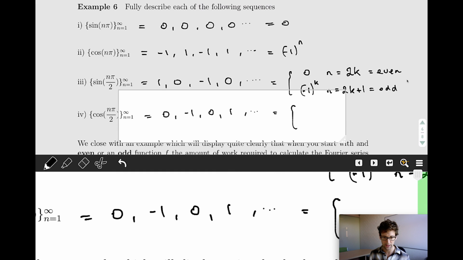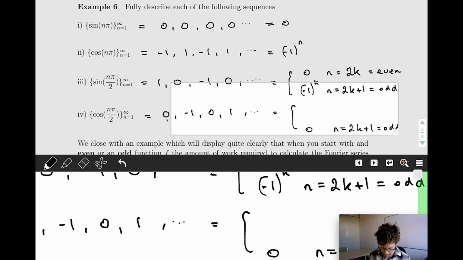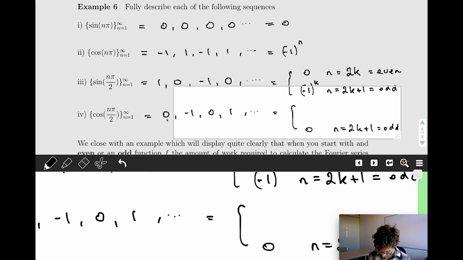And again, I can split this up into even and odd. You can see that the odd values will be equal to 0. So n equals 2k plus 1 gives the odd numbers. And for n equal to even numbers, it's going to go minus 1, 1, minus 1, 1. So we're going to write that as minus 1 to the power of k when n is equal to 2k, so when n is an even number.